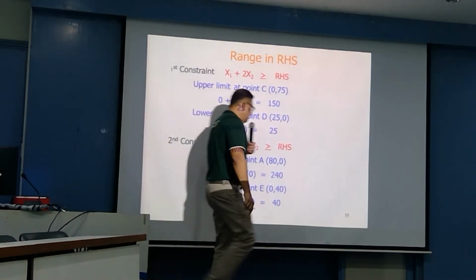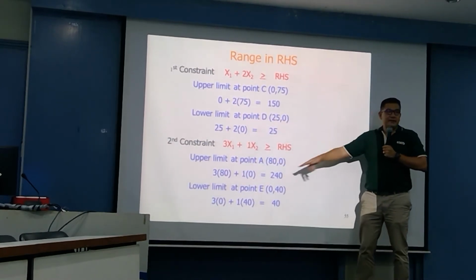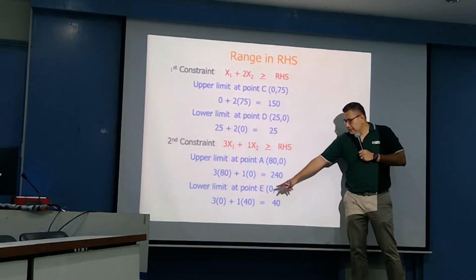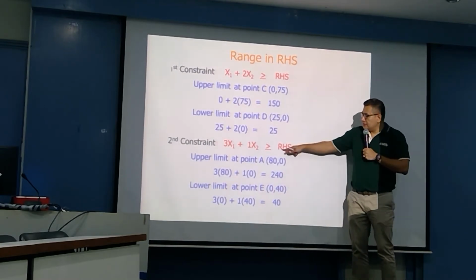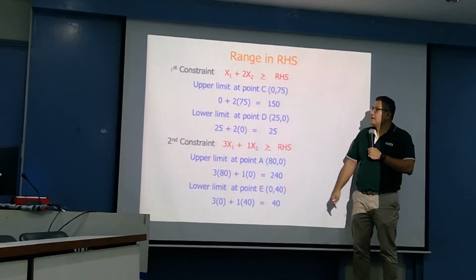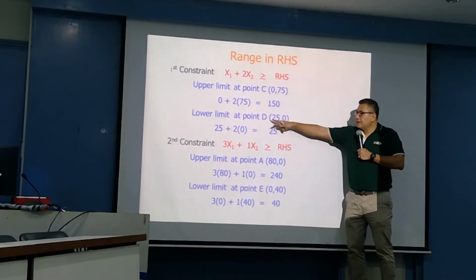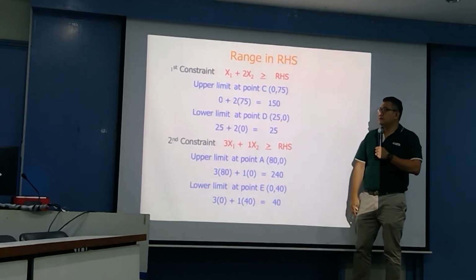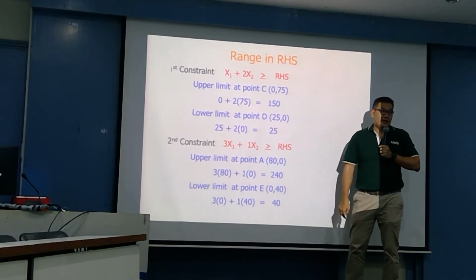Constraint 2, you can see point A, right? (0, N) is the upper limit. Point E, (0, 40), is the lower limit. Right? So this one can change from 40 to 240. And for constraint 1, point C is (0, 75) and point D is (25, 0). So you can change from 25 to 150. Okay?